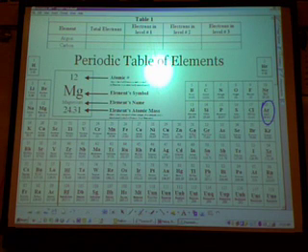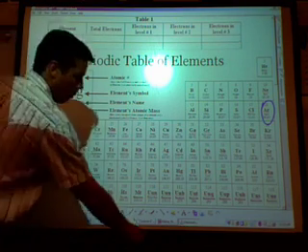Tell me, calcium, how many protons? How many electrons? Sodium, how many protons? How many electrons? Hydrogen, how many protons? How many electrons? Do you know how many neutrons normally? 0. No neutrons. If I throw in a neutron, what does it become? It's an isotope, exactly.